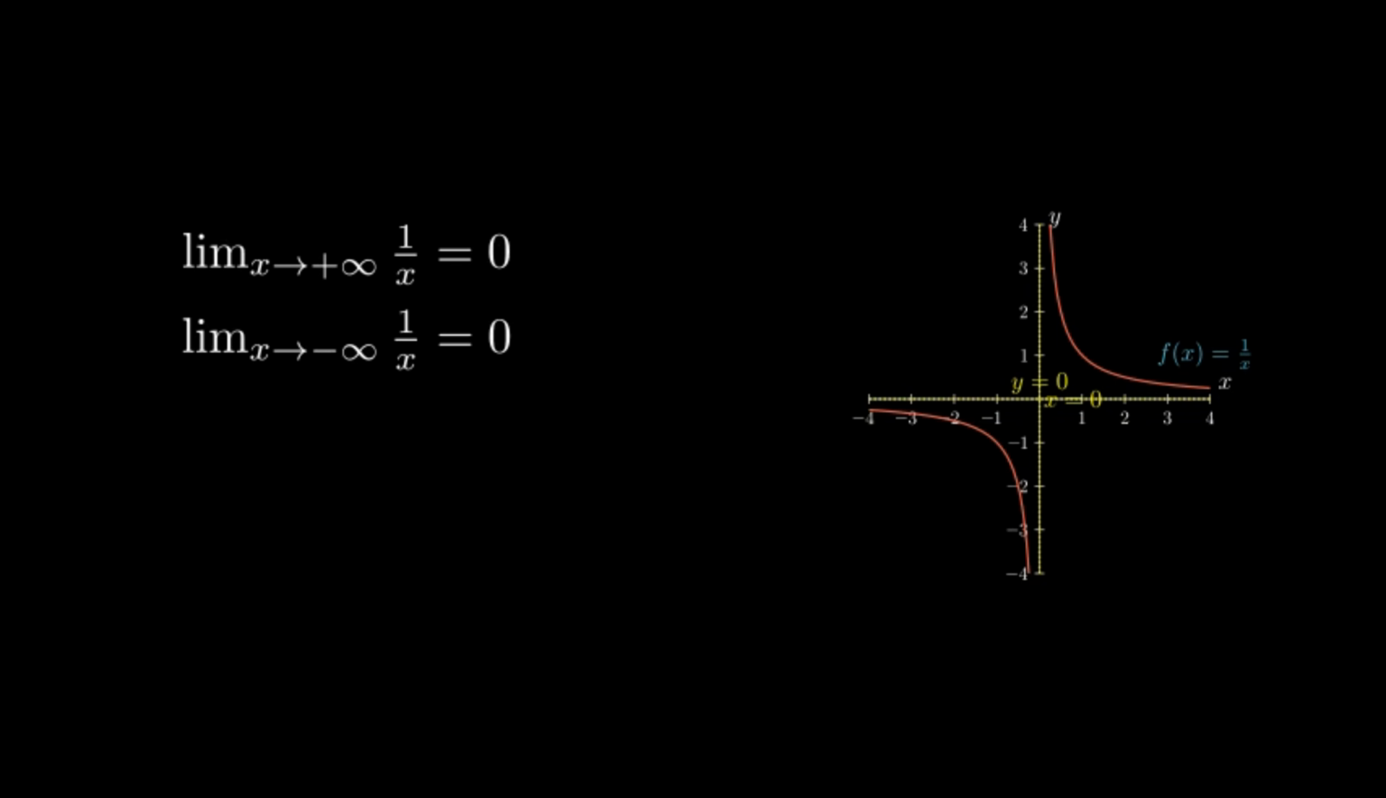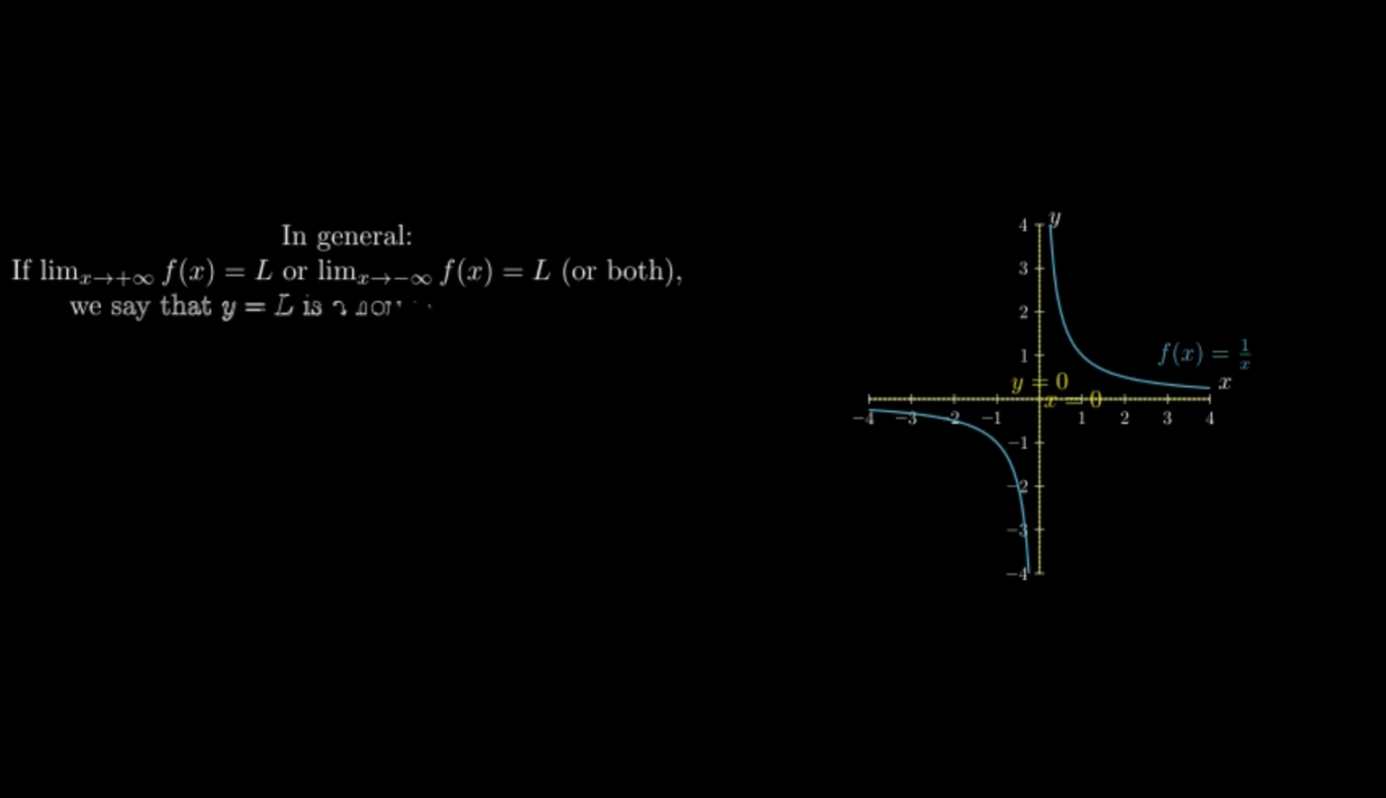1 divided by negative 1 million is a very small negative number, very close to 0. So the limit as x approaches negative infinity is also 0. This behavior, where the function approaches a specific finite value as x goes to infinity, defines another key feature of a graph. In general, if the limit of f of x as x approaches positive or negative infinity is a finite number L, then we say the horizontal line y equals L is a horizontal asymptote. It's a line that the graph approaches as x goes to infinity.